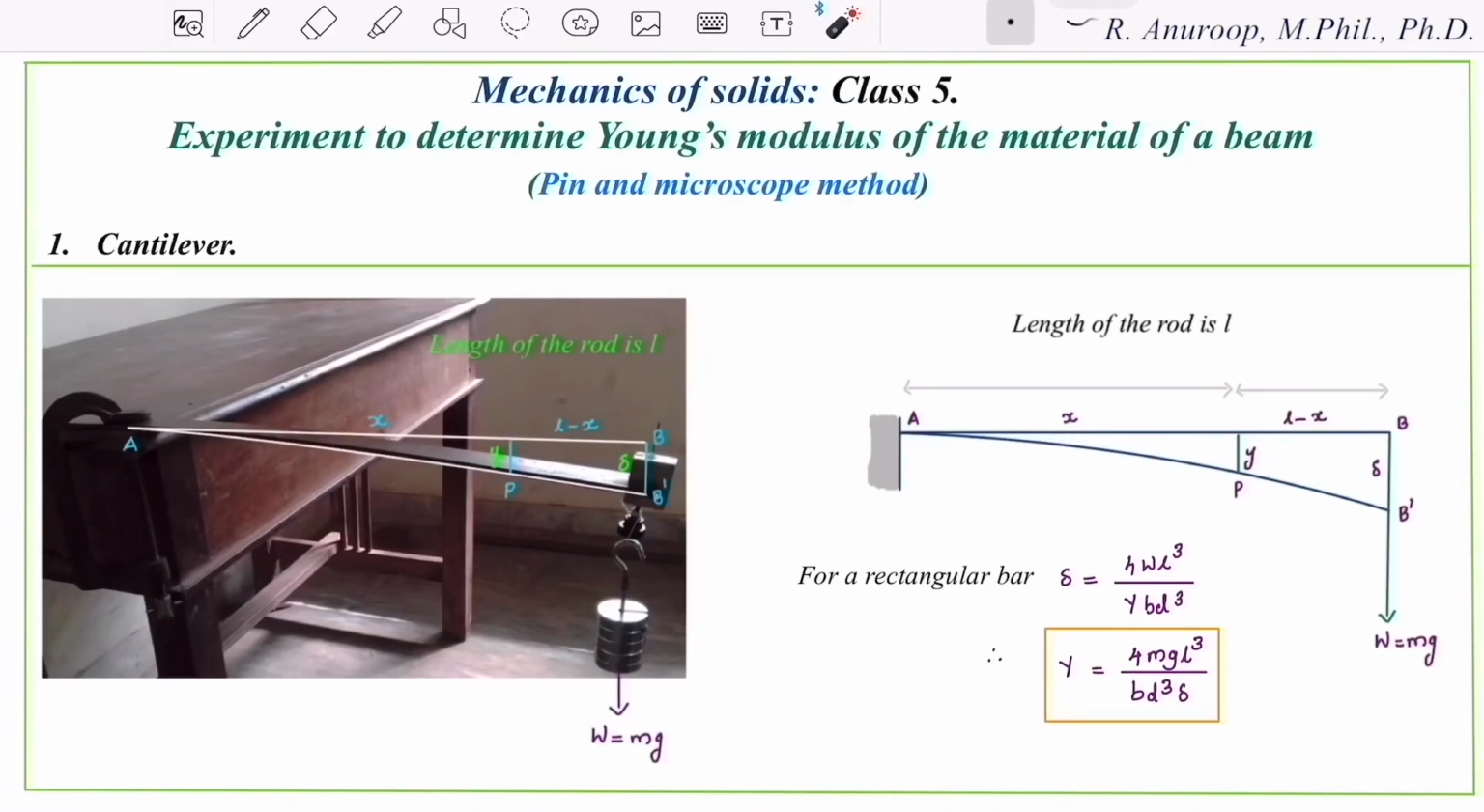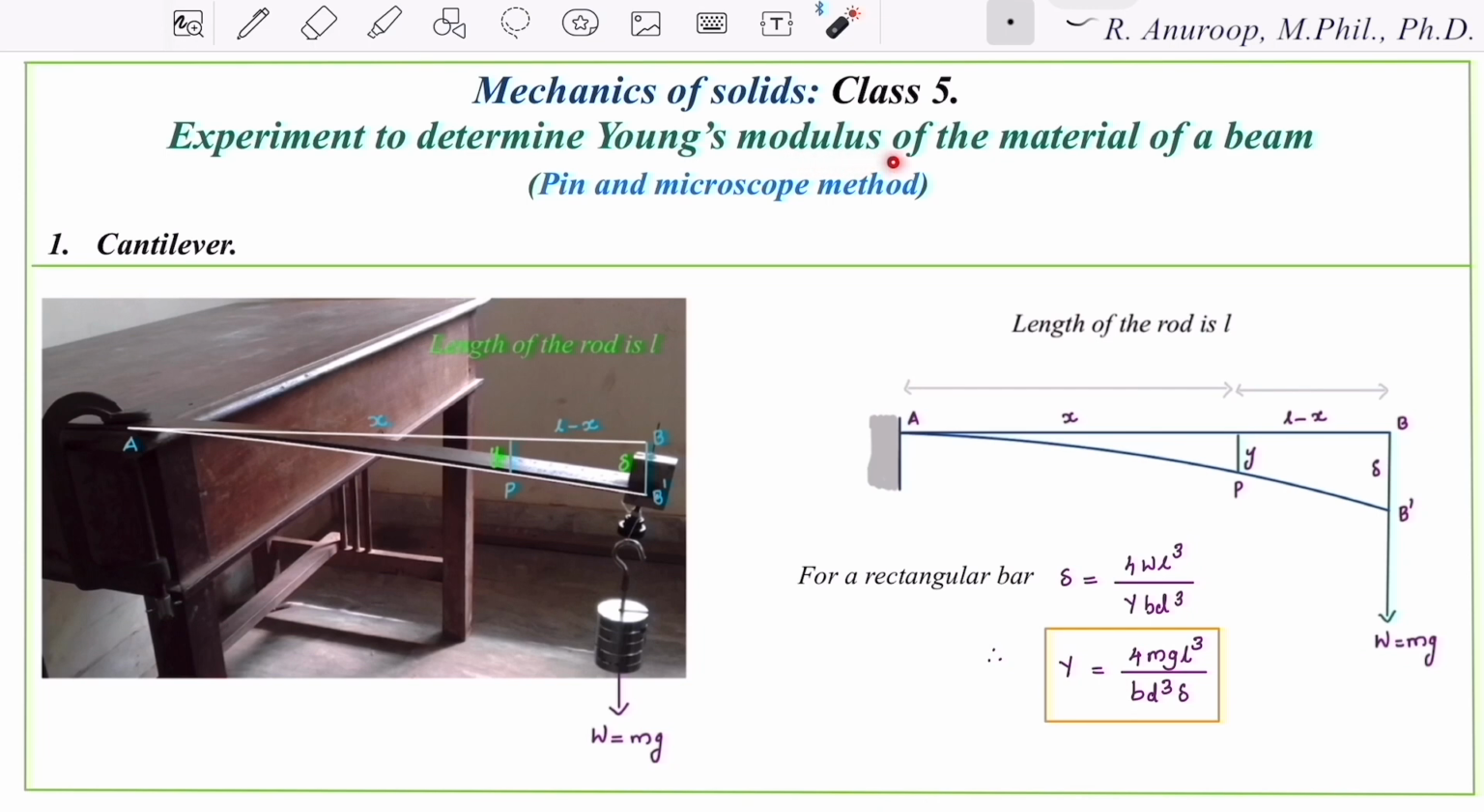Hello everyone. This is the fifth class on the mechanics of solids. In this class, we will study the experiments to determine Young's modulus of the material of a beam using pin and microscope method. We will study three experiments. One is cantilever, the second is uniform bending, and the third is non-uniform bending.